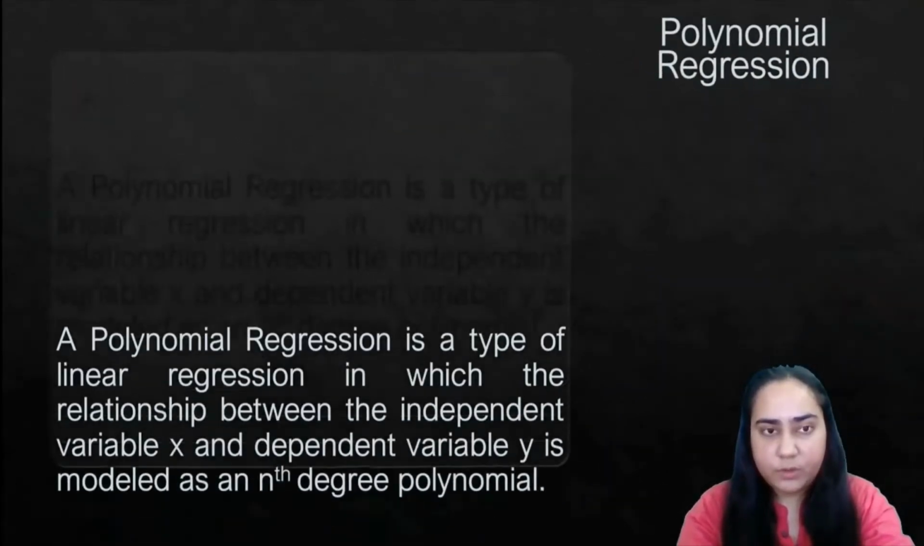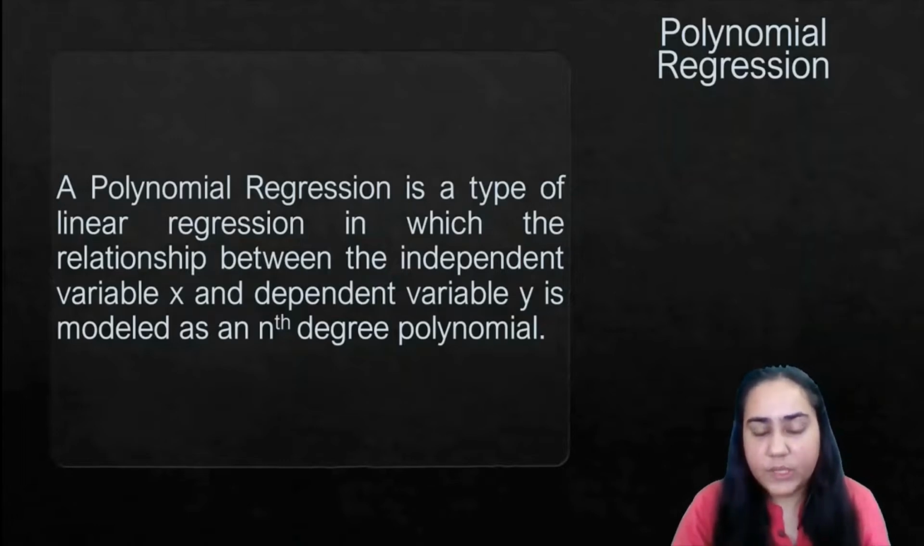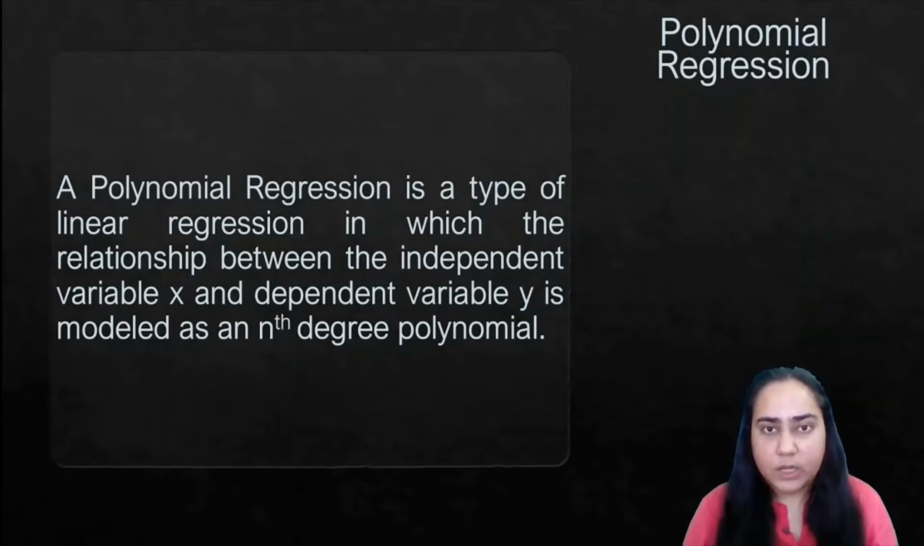We'll start with polynomial regression. So a polynomial regression is a type of linear regression in which the relationship between the independent variable x and the dependent variable y is modeled as an nth degree polynomial. So when you want to model the relationship as an nth degree polynomial, remember that for a simple linear regression, the polynomial that we had was y is equal to mx plus c, or y is equal to ax plus b. And in that case, what we had was a polynomial which is not an nth degree polynomial.